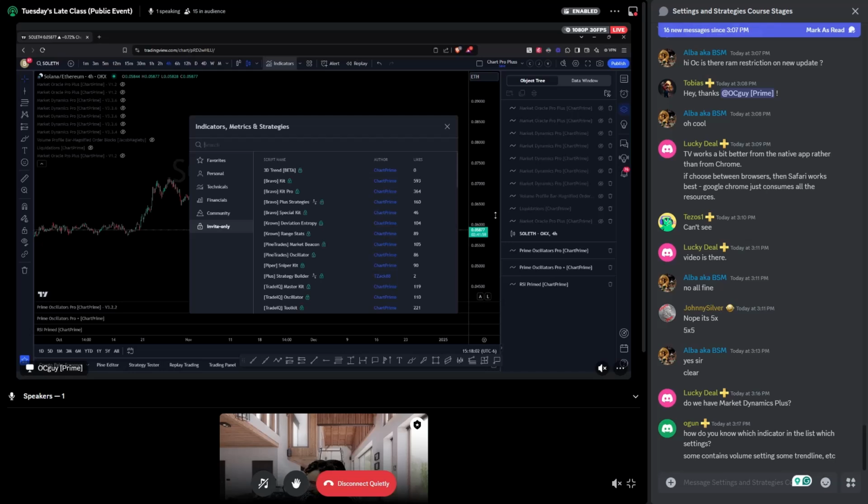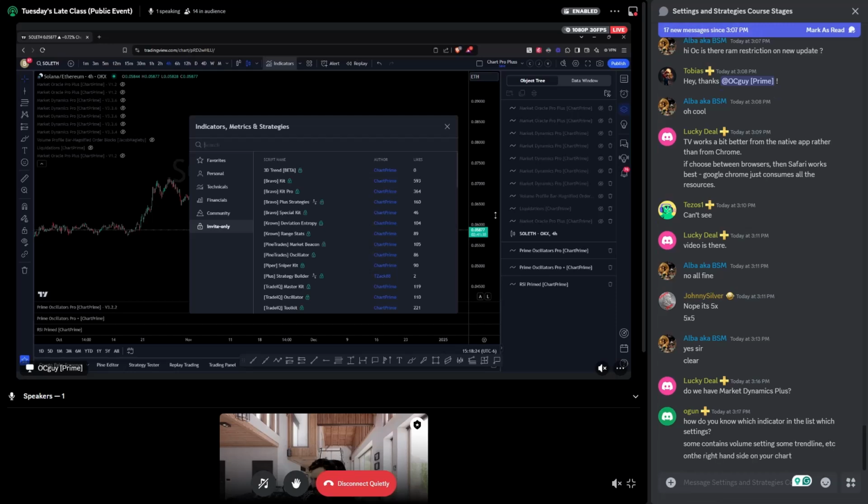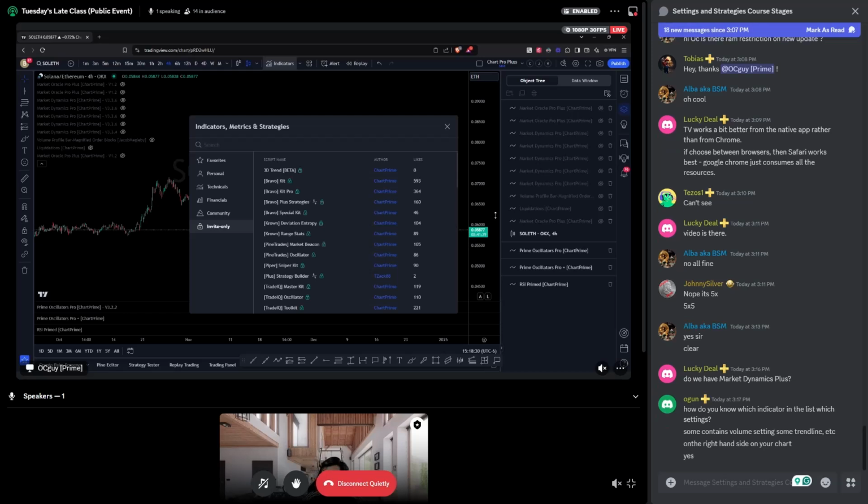But how do you know which indicators are in the list? Which indicators in the list? Which settings? I'm not following. Maybe could you explain it to me a little bit more simply? Some contain volume settings, some trend lines, etc. Oh, so you're talking about my settings, right? On the right side of my chart.